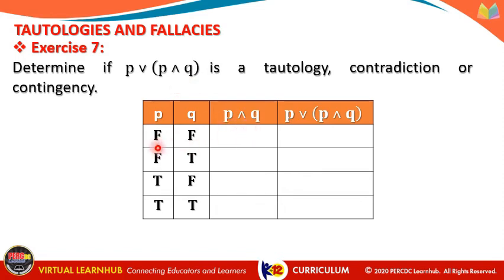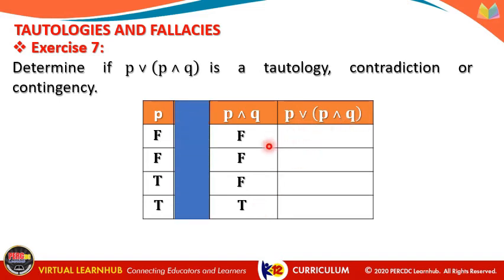False and false will yield false. False and true will yield false. True and false will yield false. And lastly, true and true will give us true. Then, for our last step, let us get the disjunction of P and Q. All right, let's do that.